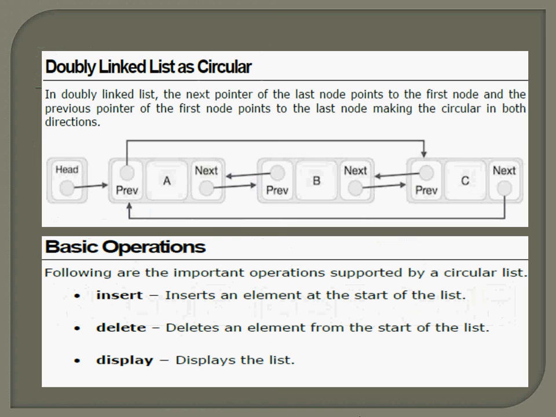So, the double linked list can be circular. In the double linked list, the next pointer of the last node points to the first, and the previous pointer of the first node points to the last, which makes it circular in both directions. Here the previous of the first element points to the last element, and the next of the last element points to the first element. Then it is a doubly linked list in circular format.